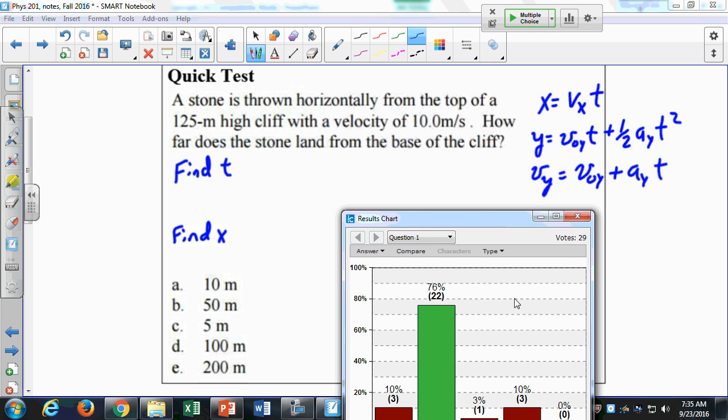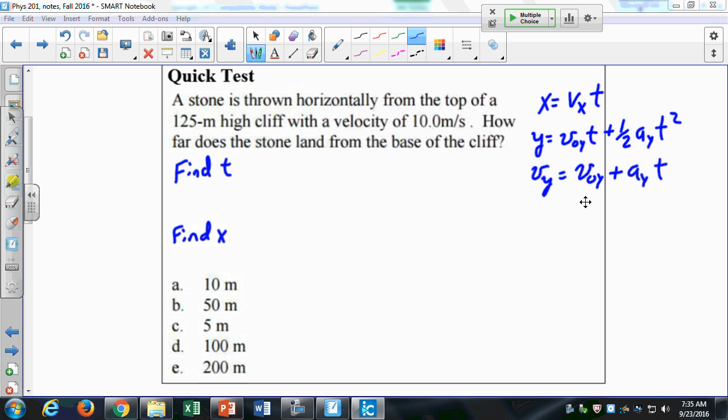Okay, awesome. B is right. What you want to do here is first find your time. Almost always to find the time, you're going to use what? The x or the y? Almost always the y, because the time that it's in the air is dependent upon how high it goes up. Sometimes, depending on the information that you have, you might use the x, but that doesn't happen very often. Here, we find the t from the y motion.